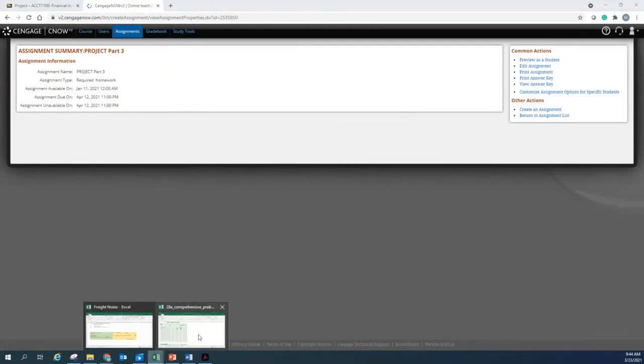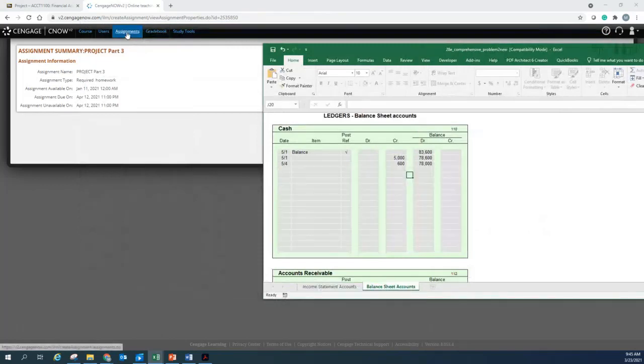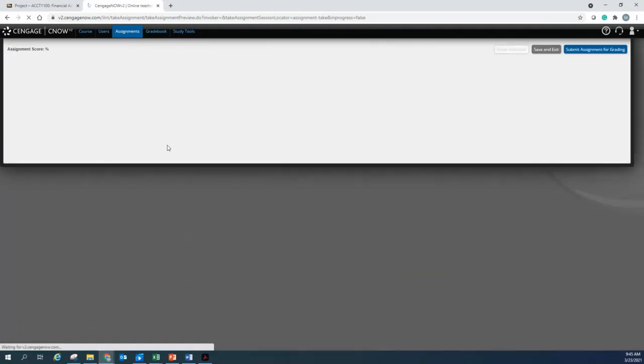Now keep in mind that the solution will not give you the ledger. This is your ledger, your file. It's only going to give you the solution to the journal entries and the trial balance. So once they give you those solutions, you can update your spreadsheet here if you had done it incorrectly. So project part 3.